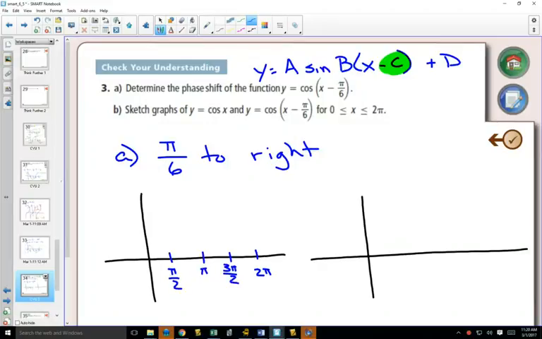The amplitude of this one is 1, so it goes up to 1 and down to -1. And a normal cos graph starts at a maximum. So then you go through the 4, max to middle, down to min, back to middle, back to maximum, and draw your nice curve through those. And this is the graph of cos x.